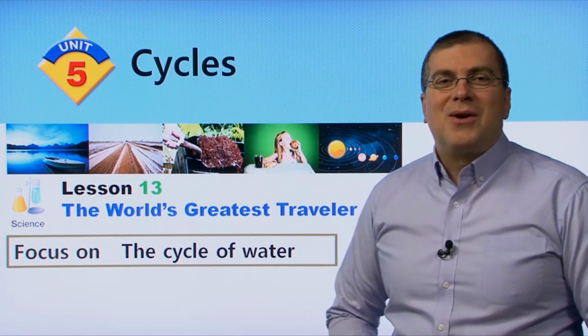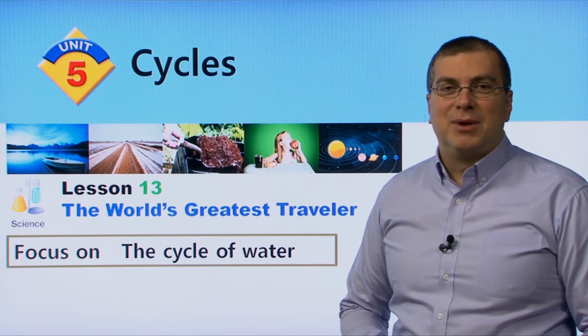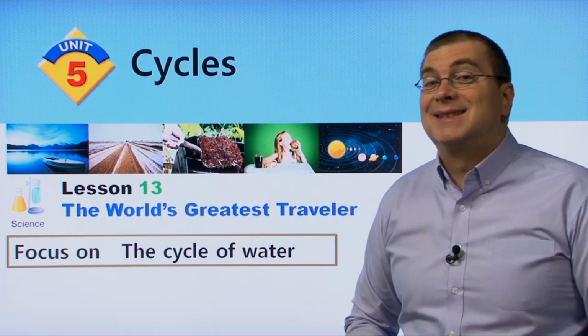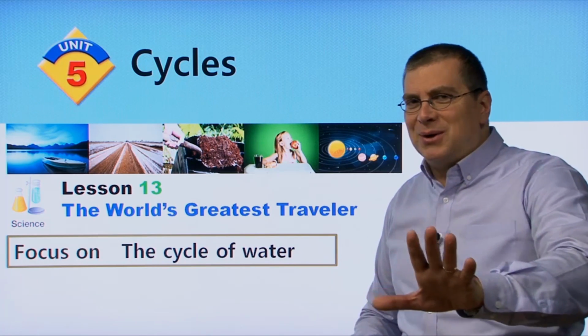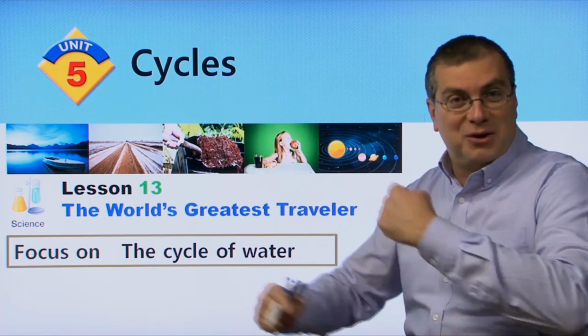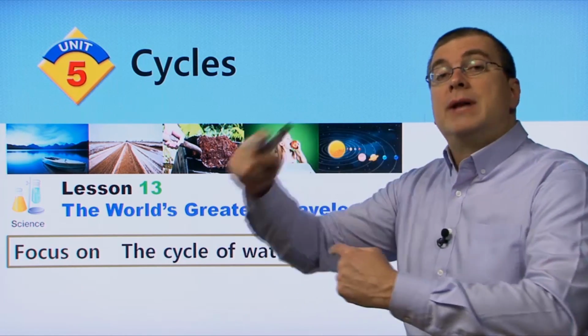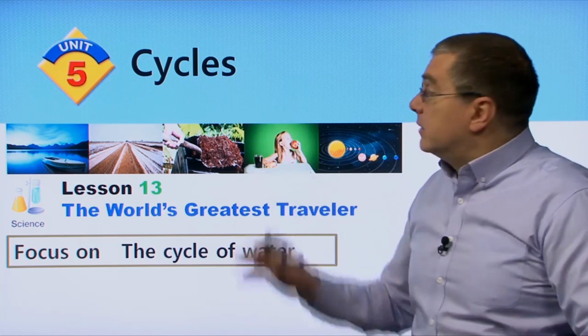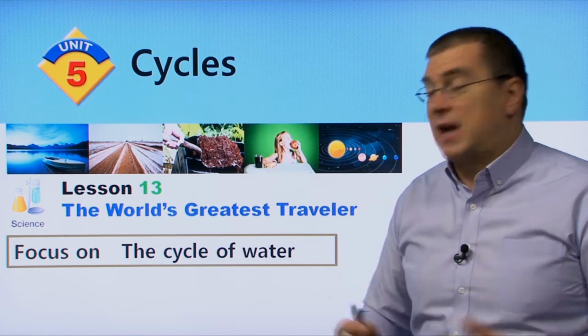Hello everybody, welcome back to Reading for Vocabulary. We're on Unit 5, we're talking about cycles. Not your bicycle, but something that repeats like a circle, like the wheels on your bicycle. They go around and around and they begin again and again. So that's what we're talking about with cycles.